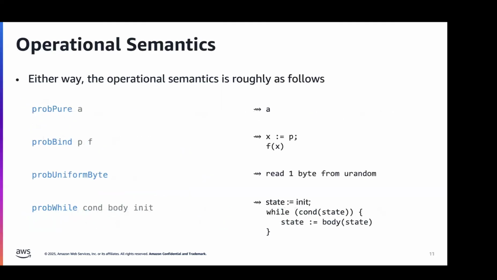Okay, so that was for the Lean side, where we interpret SLang as distributions. Once we execute, then we need to have some operational semantics for all of these constructions. Prob pure of a is going to correspond to just returning the value a. Prob bind of a randomized computation p followed by f is going to correspond to sampling from p, you get x, and then you apply f to x. The prob uniform byte corresponds to reading one byte from your random source, for example. And the prob while is going to correspond to a loop where you start by initializing a state, and then you have a while loop that keeps updating the state by applying the body until the condition is false.